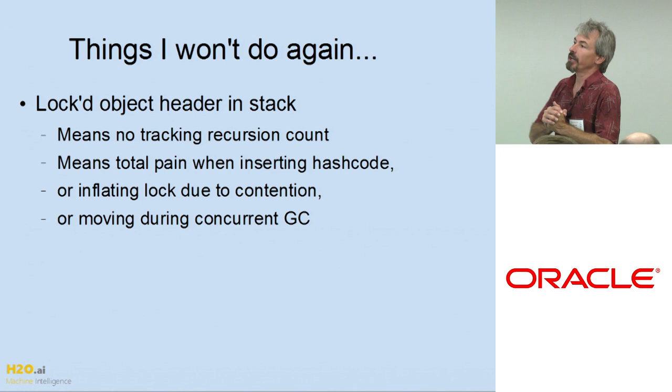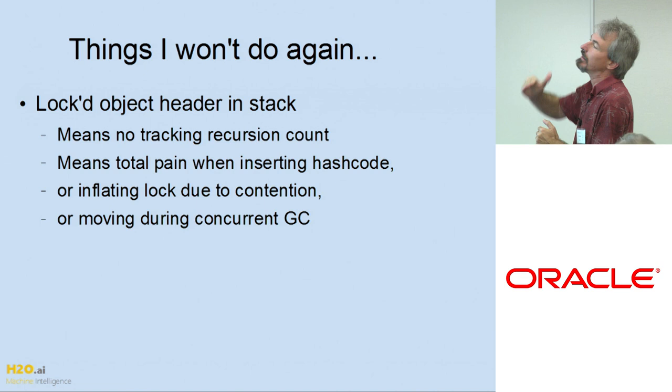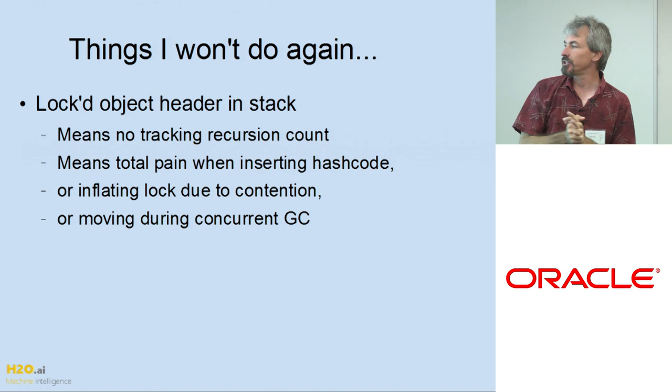Locked object header and stack. I think HotSpot might still be doing that, which meant that you didn't have to keep a recursion count because you had instances of the locked header on the stack as your count, and it was unary counting. But it was a total pain when you wanted to put a hash code in, or inflate the lock due to contention, or you wanted to move the thing during GC.